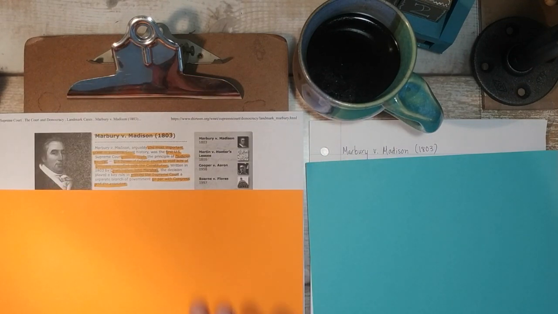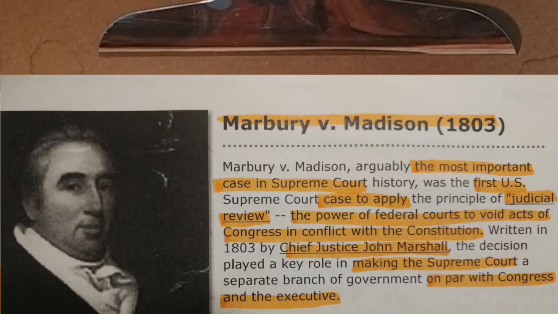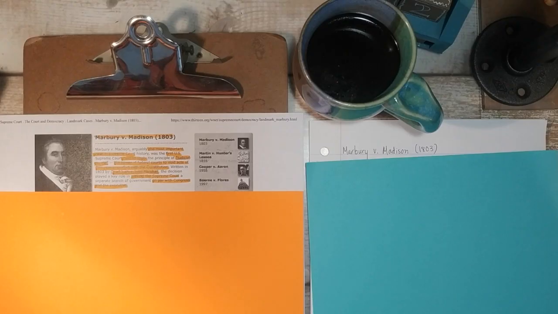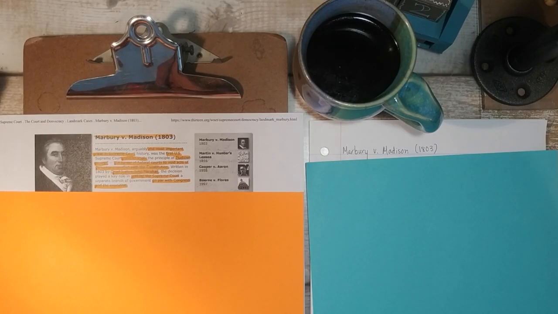So here we go. Looking at the first paragraph: Marbury versus Madison, arguably the most important case in Supreme Court history, was the first U.S. Supreme Court case to apply the principle of judicial review. And judicial review is probably the most important part of this entire case, which affects every case from this point on. The power of the federal courts to void acts of Congress in conflict with the Constitution, written in 1803 by Chief Justice John Marshall. The decision played a key role in making the Supreme Court a separate branch of government on par with Congress and the executive. So there's more to the story. That's just the introduction paragraph.